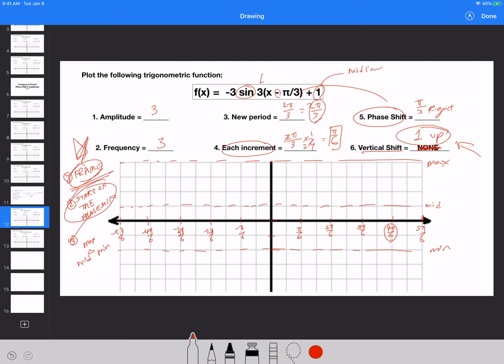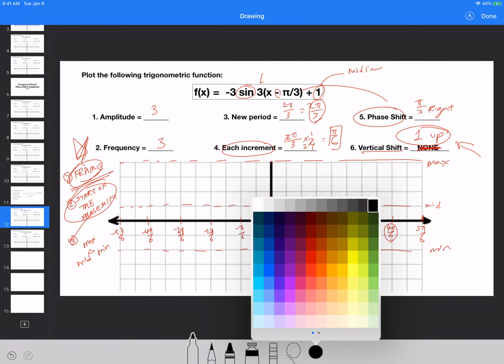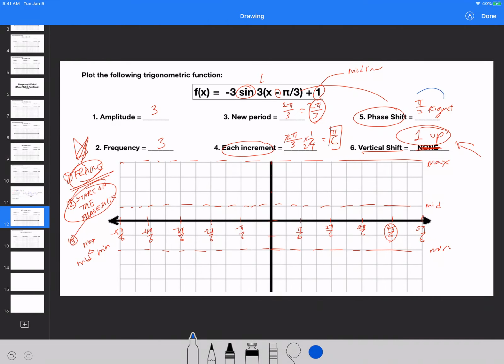Next, I need to start on the phase shift. So to start on the phase shift, I will just use a different color here. I'll just use blue, I guess. The phase shift is pi over 3 units to the right. Well, pi over 3 means the same thing as saying 2 pi over 6, right? Because I don't really see a pi over 3 here, but 2 pi over 6 is pi over 3. So it means I'm going to start at this particular x coordinate.